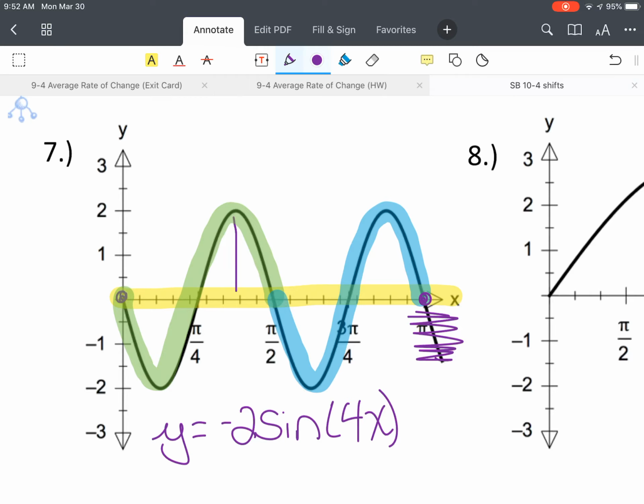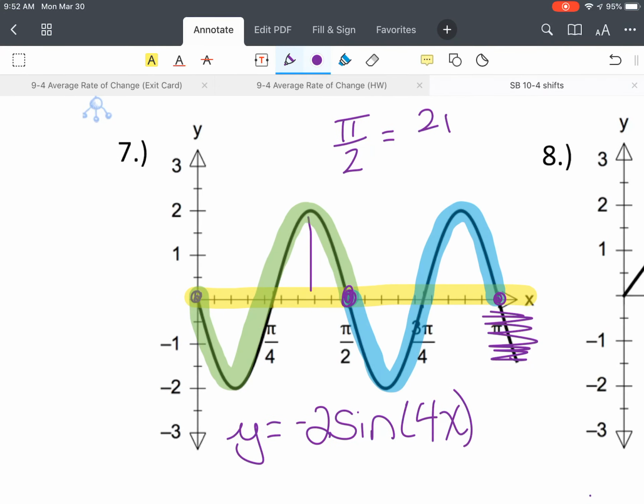If you like to do it the way I just showed you, we can look at the period. The period is pi over 2, because that's where 1 full cycle ends. And we could set that equal to the formula for period, which is 2 pi over frequency. We can cross multiply. And realize that 4 is the frequency.